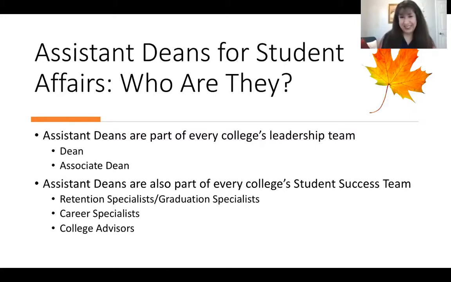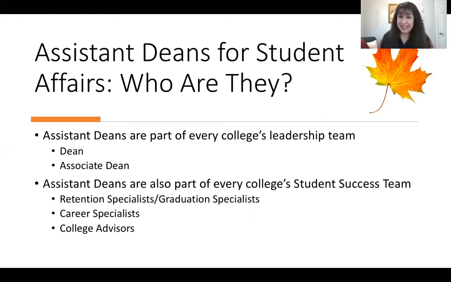So for instance, I graduated from Cal State Fullerton and I was a human services major. That major belongs to the College of Health and Human Development. And every college has a leadership team that helps guide the college. At the top of that leadership team is the dean. And every college leadership team has a dean, associate dean, and assistant deans.